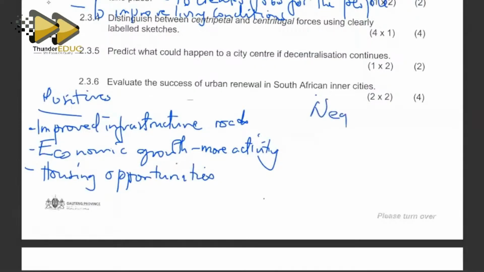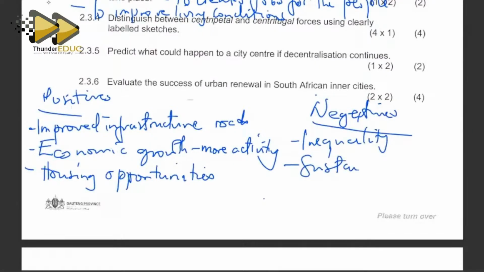Then we also need to evaluate the negatives. Is it successful? We check on other things like inequality. It has caused great inequality in the society, and we can also look at sustainability. Is it sustainable? Is it going to last? Are those buildings going to be maintained, or are they going to go back to their old dilapidated state because of lack of maintenance?